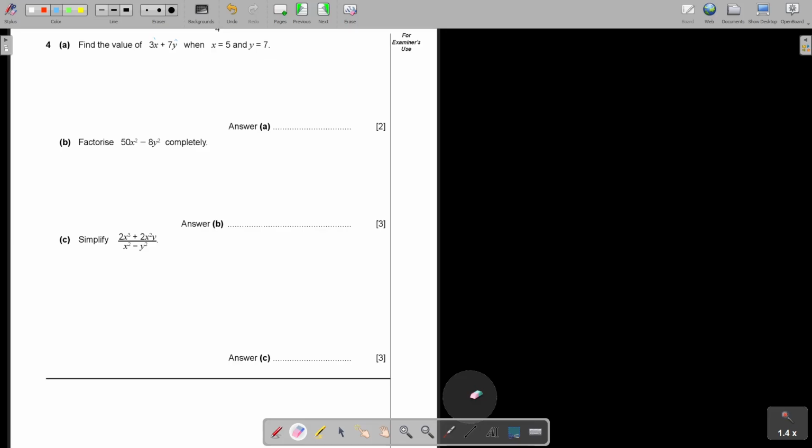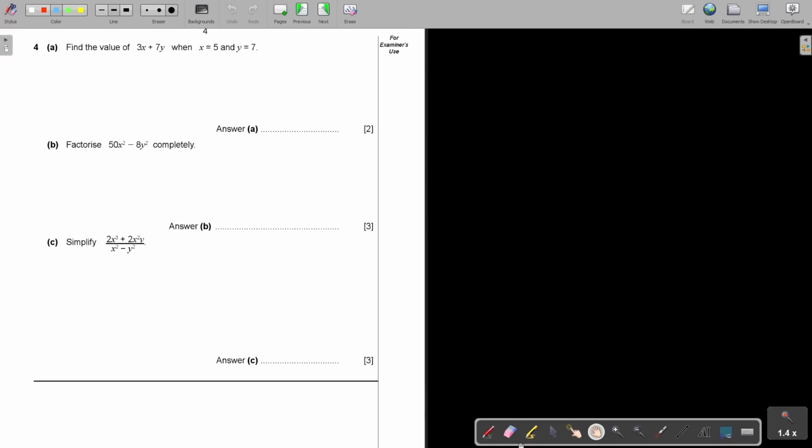Mathematics, Ordinary Level, Paper 2, 2023, Part 2. Let's start with question number 4. Find the value of 3x plus 7y when x is 5 and y is equal to 7.